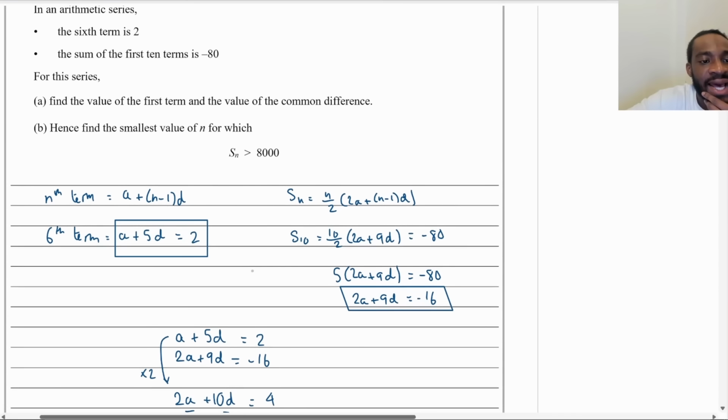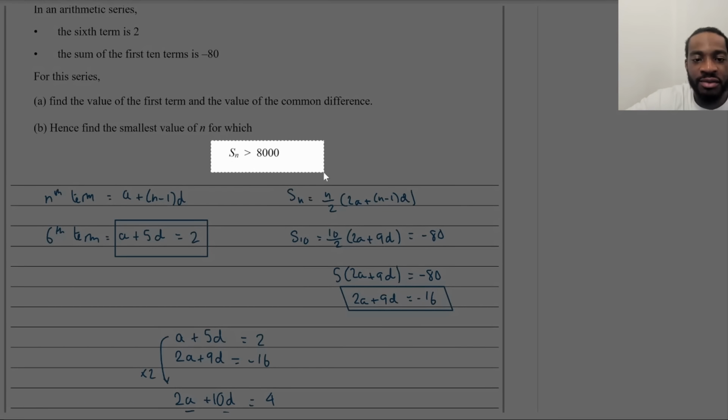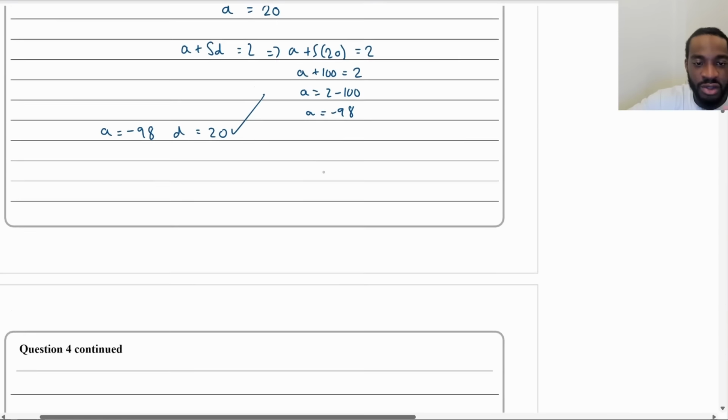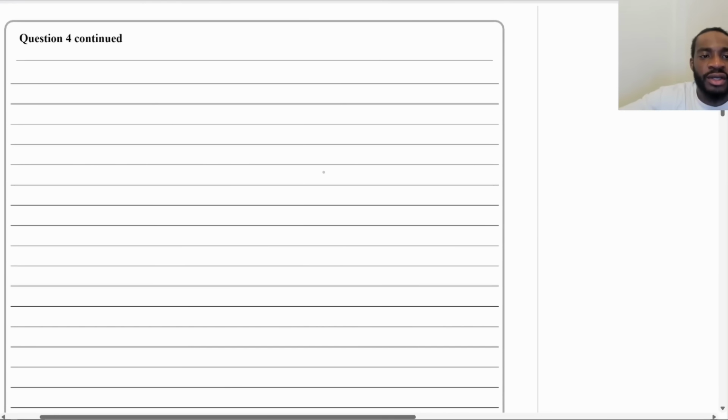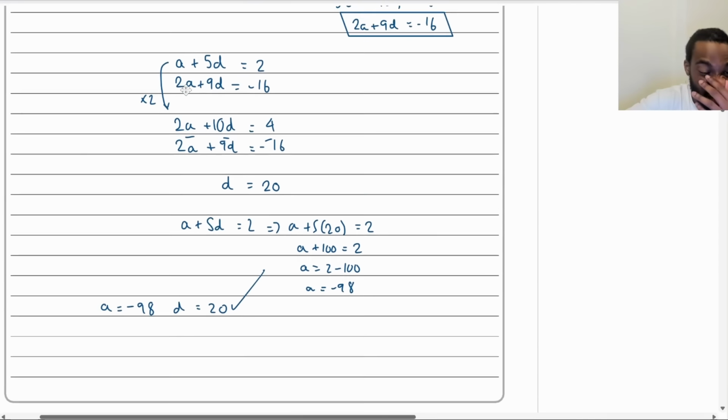Part B says, hence find the smallest value of n for which the sum of the n terms is greater than 8,000. So again, it's just algebra. Use the Sn formula, make it greater than 8,000, then solve the inequality. Okay, so let's do that. So Sn has to be greater than 8,000, and we want the smallest value of n for it that's possible.